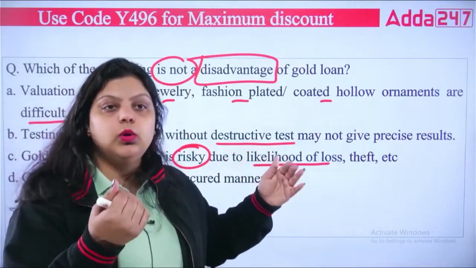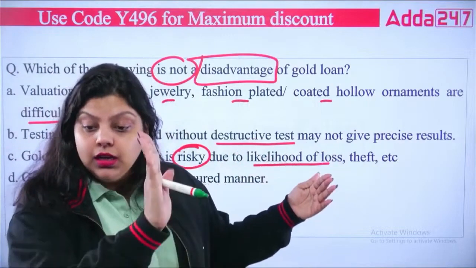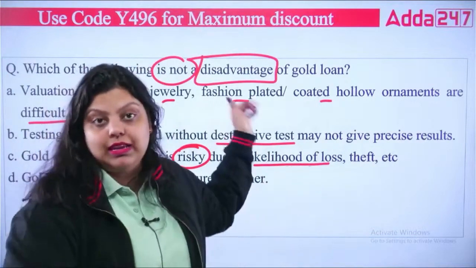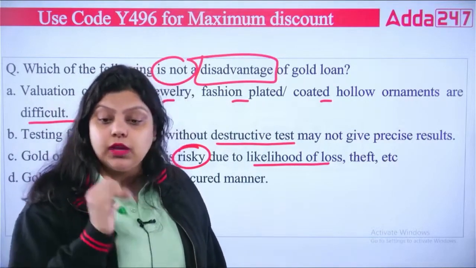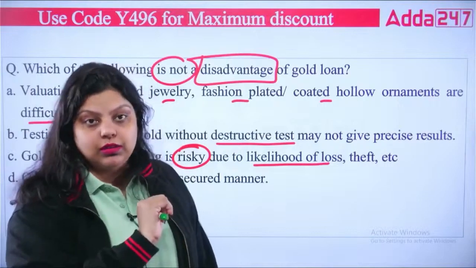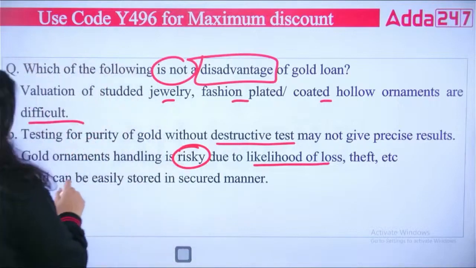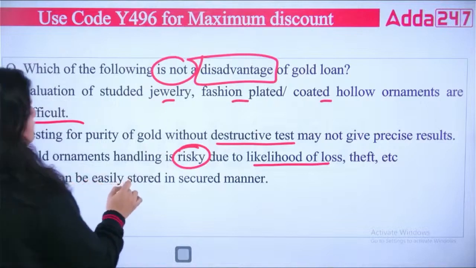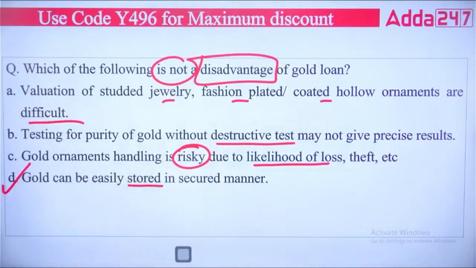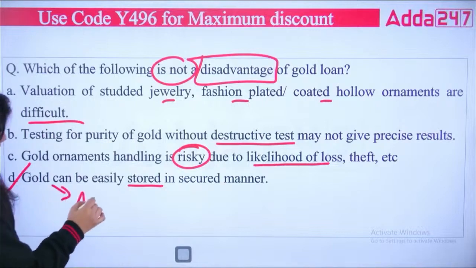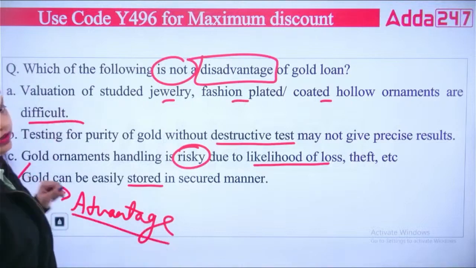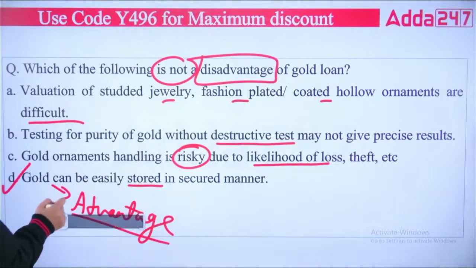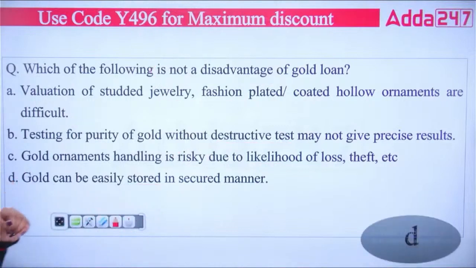When you are taking a gold loan, you are providing your gold to the bank. The possession goes with the bank in that situation. It's an example of pledge. And in this situation, it is risky for the bank. What if someone has stolen this or something? This is also a disadvantage. Gold can be easily stored in a secured manner. This is true, this is the advantage of providing gold loan. The rest were the disadvantages. So, the right answer will be D. The last one is an advantage, not a disadvantage.